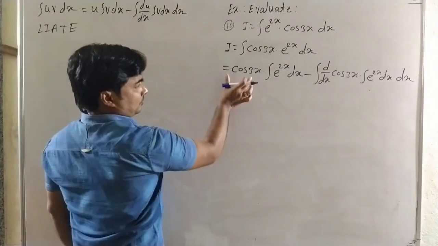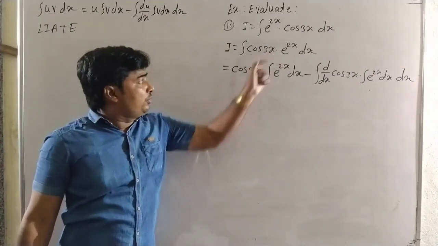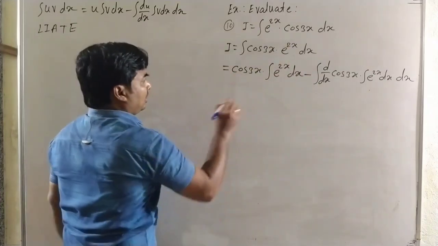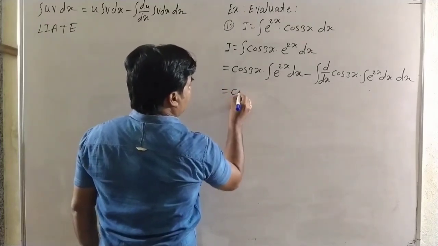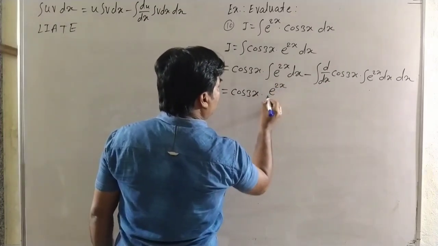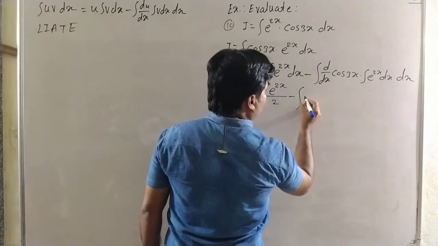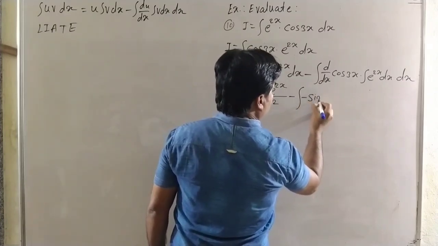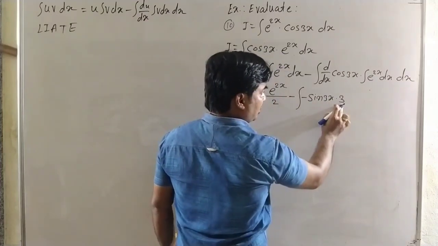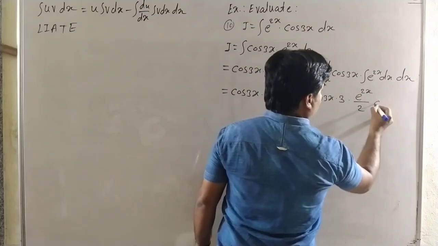Okay, we can write the formula for u into phi only: u into the integral of phi, minus the integral of the derivative of u into the integral of phi dx. Now we can calculate this. Here, cos 3x into the integral of e raised to 2x, which is e raised to 2x upon 2, minus the integral of the derivative of cos 3x, which is minus sin 3x into 3, into e raised to 2x upon 2, dx as it is.